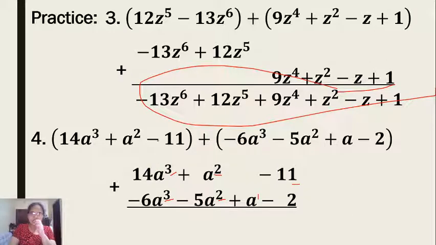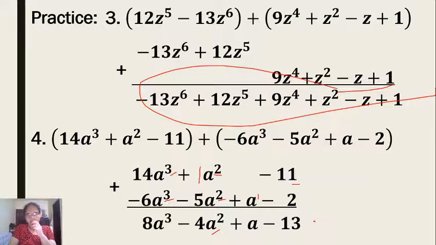So add them vertically, 14 plus -6, that is 8. And then copy the literal coefficient, a cubed. And then we have 1 here, which is invisible. 1 plus -5 is -4. Copy the literal coefficient, a squared. And then bring down 0 plus a, that's a. And then -11 plus -2, that's -13. So the sum is 8a cubed minus 4a squared plus a minus 13.